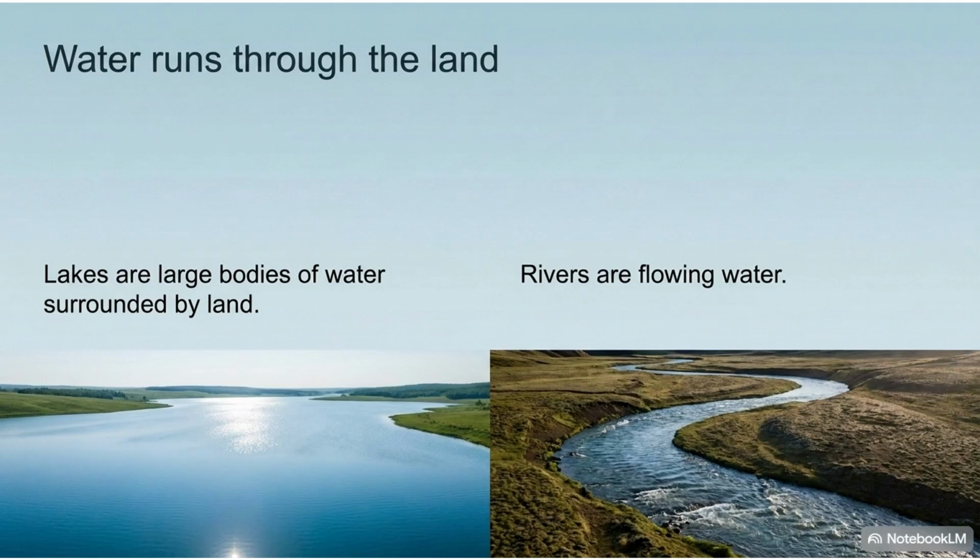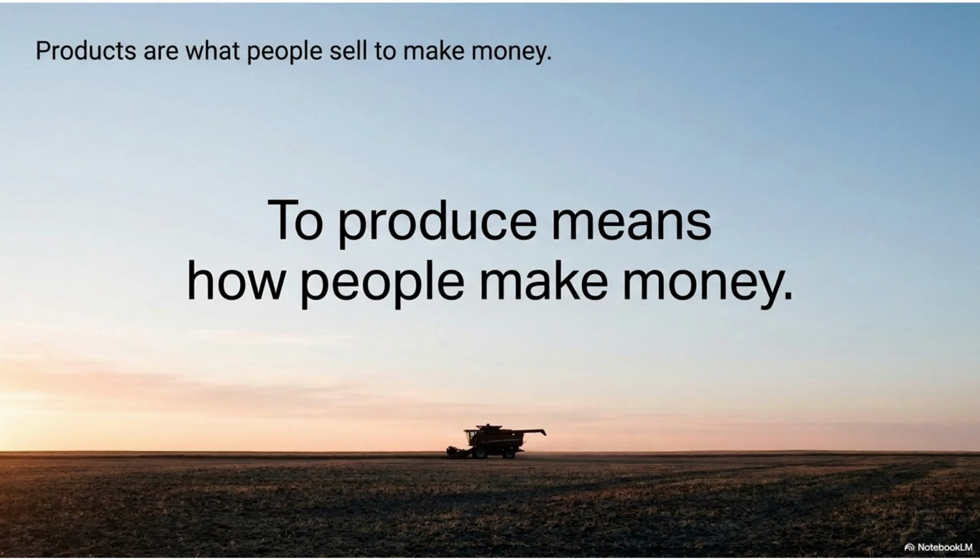Water runs through the land. Lakes are large bodies of water surrounded by land. Rivers are flowing water. Products are what people sell to make money. To produce means how people make money.